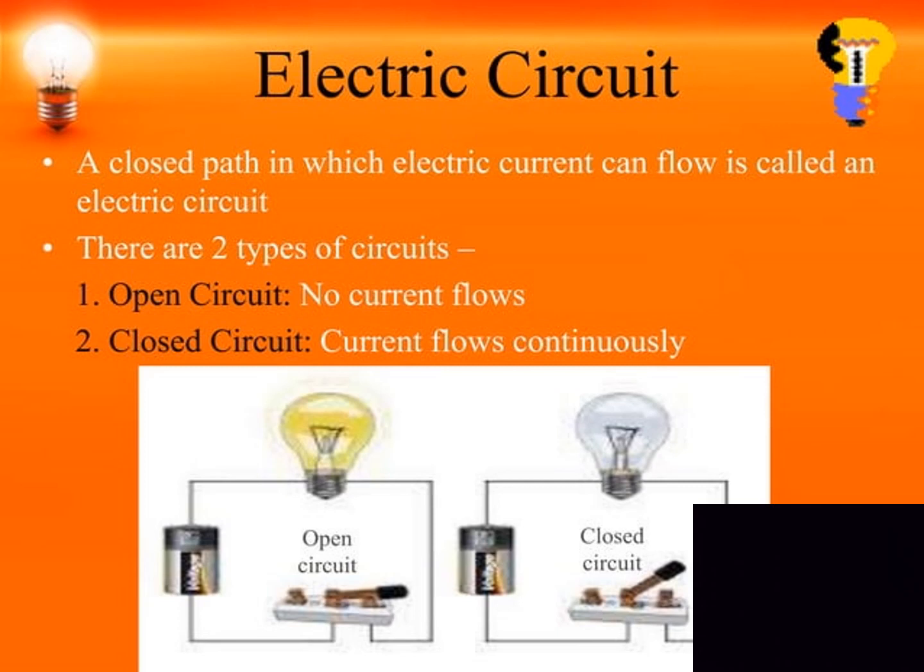Electric current and its components. Electric circuit. A closed path in which electric current can flow is called an electric circuit. We have two types of circuits. One is open circuit and the other is closed circuit. An open circuit is when the switch is off and the circuit is not closed, right? The current is not flowing. When the switch is on, the current is continuously flowing. So this is open circuit, this is closed circuit. Okay.